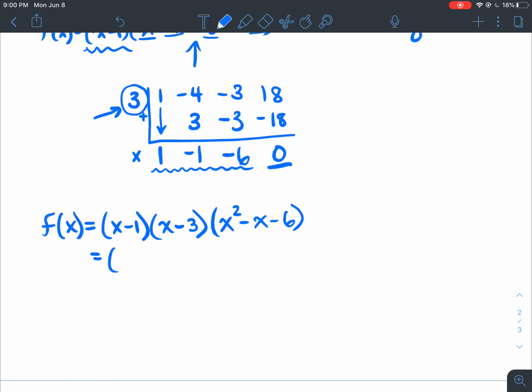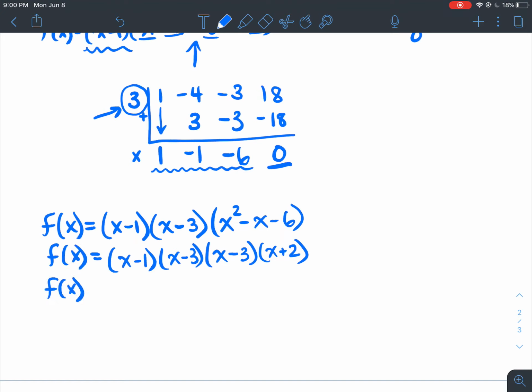Okay, and then I've got to factor that one more step. I'm almost done. Now I've got a trinomial. So what multiplies to -6 and adds to -1? How about -3 times +2? And there you go. Fully factored. And since we've got two x minus 3 brackets, we could write it as x plus 2 times x minus 1 times x minus 3 squared. Okay, so that's our fully factored function.